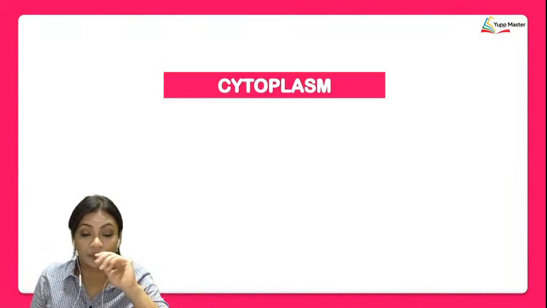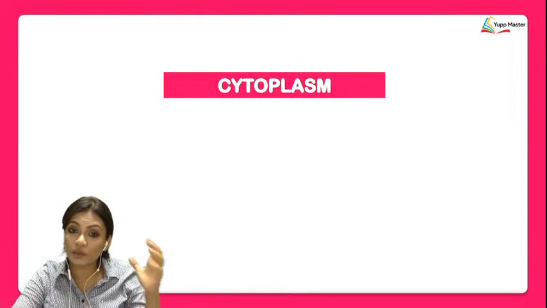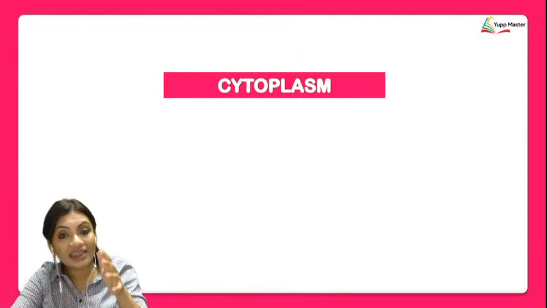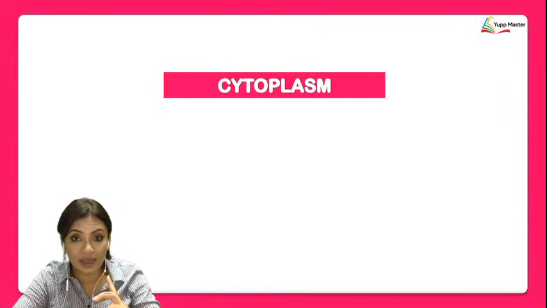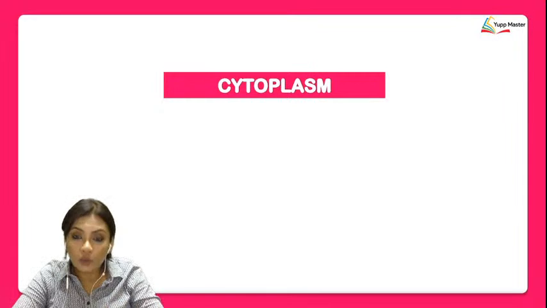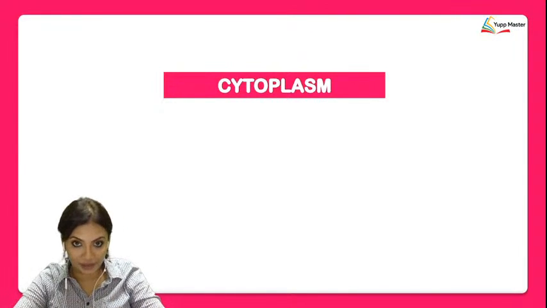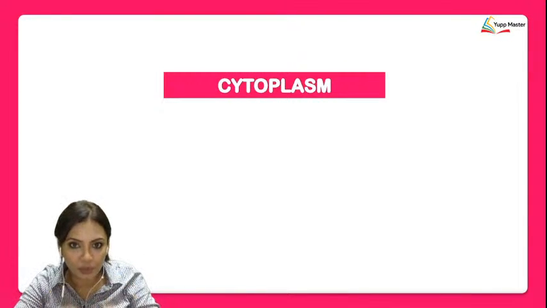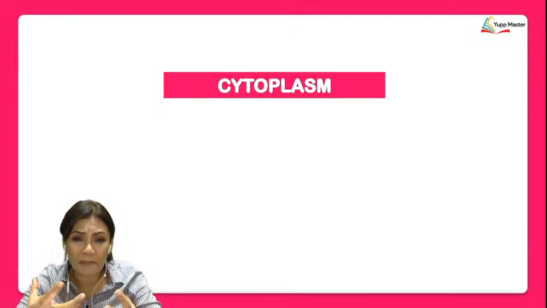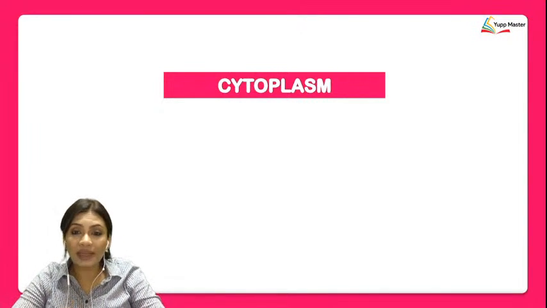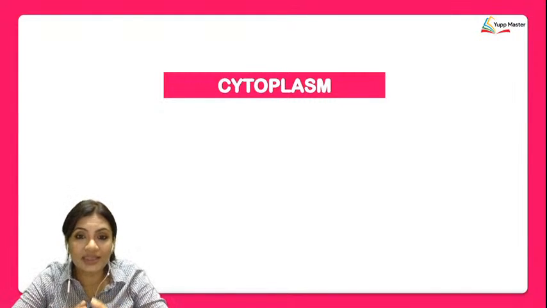All right, now we're done with the outermost layer, which was the plasma membrane. Then we did the outermost layer of the plant cell, which we called the cell wall. Now we move on to the third part, the third cell organelle. This is present in both plant cells and animal cells. This is the major matrix of the cell, the main ground substance of the cell, and this is called the cytoplasm.